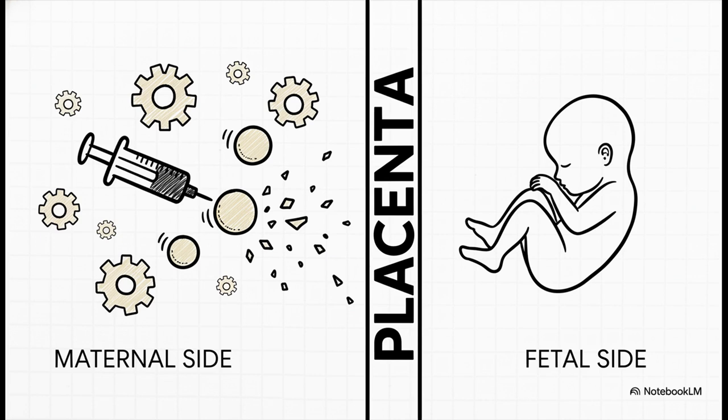Chloroprocaine has the least placental transfer among local anesthetics. Why is that? Well, it's an ester local anesthetic, which means it gets rapidly metabolized by maternal plasma cholinesterase way before it even has a chance to cross over to the fetus.